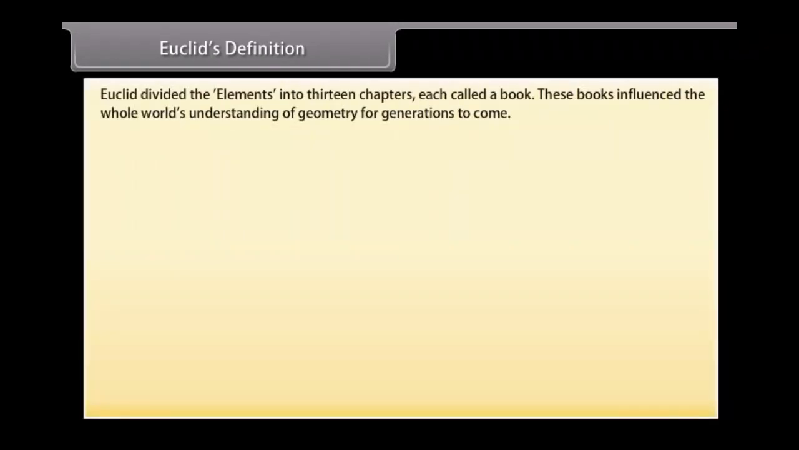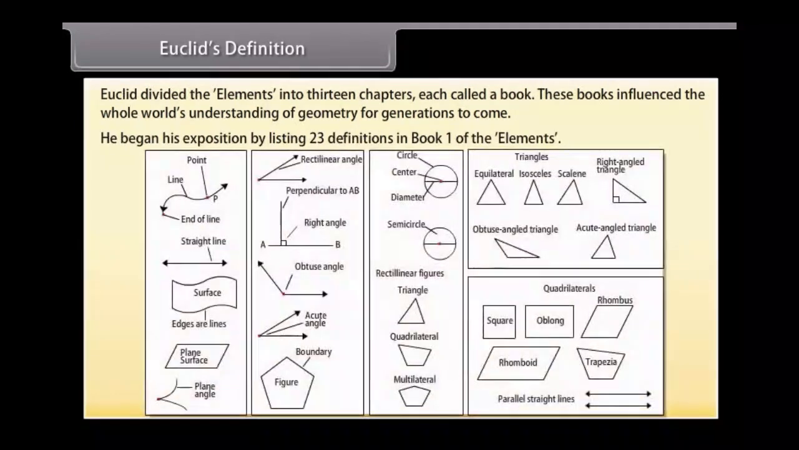Euclid's definitions. Euclid divided the Elements into 13 chapters, each called a book. These books have influenced the whole world's understanding of geometry for generations to come. He began his exposition by listing 23 definitions in Book 1 of the Elements.